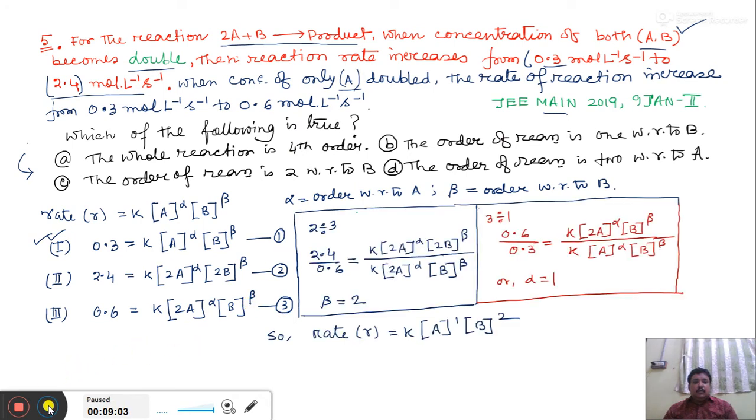By dividing the equations, when we divide equation 2 by 3, we get the value of beta is 2. And when we divide equation 3 by 1, we get the value of alpha is equal to 1. So the reaction rate is equal to K into molar concentration of A to the power 1 and B to the power 2. So the order of reaction is 2 with respect to B, which implies that option C is the correct one. So option C is correct.